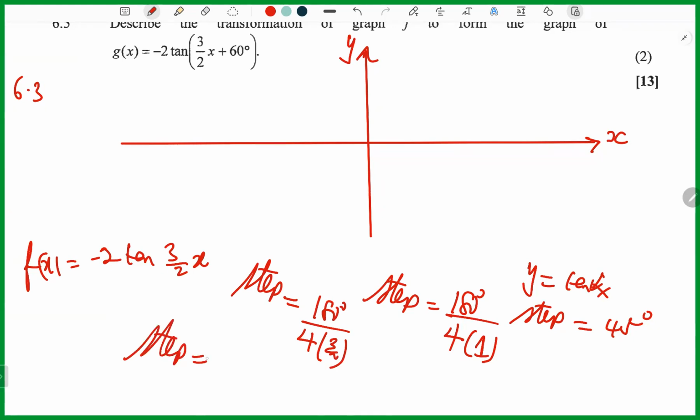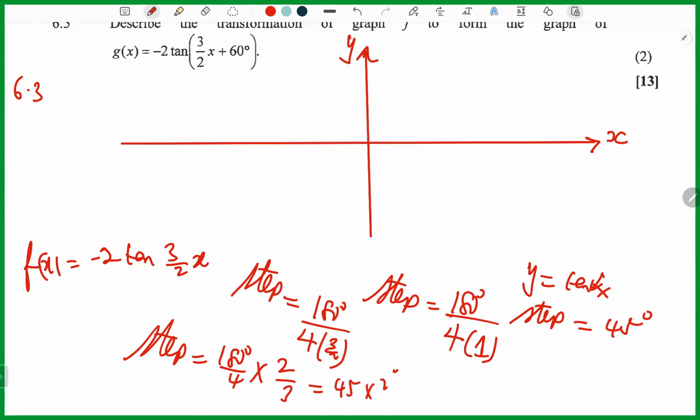The step is going to become what? So it's going to be 180 degrees. You divide it by 4, but you multiply by 2 over 3. If you divide 180 by 4, you get what? You get 45. You get 45 degrees.